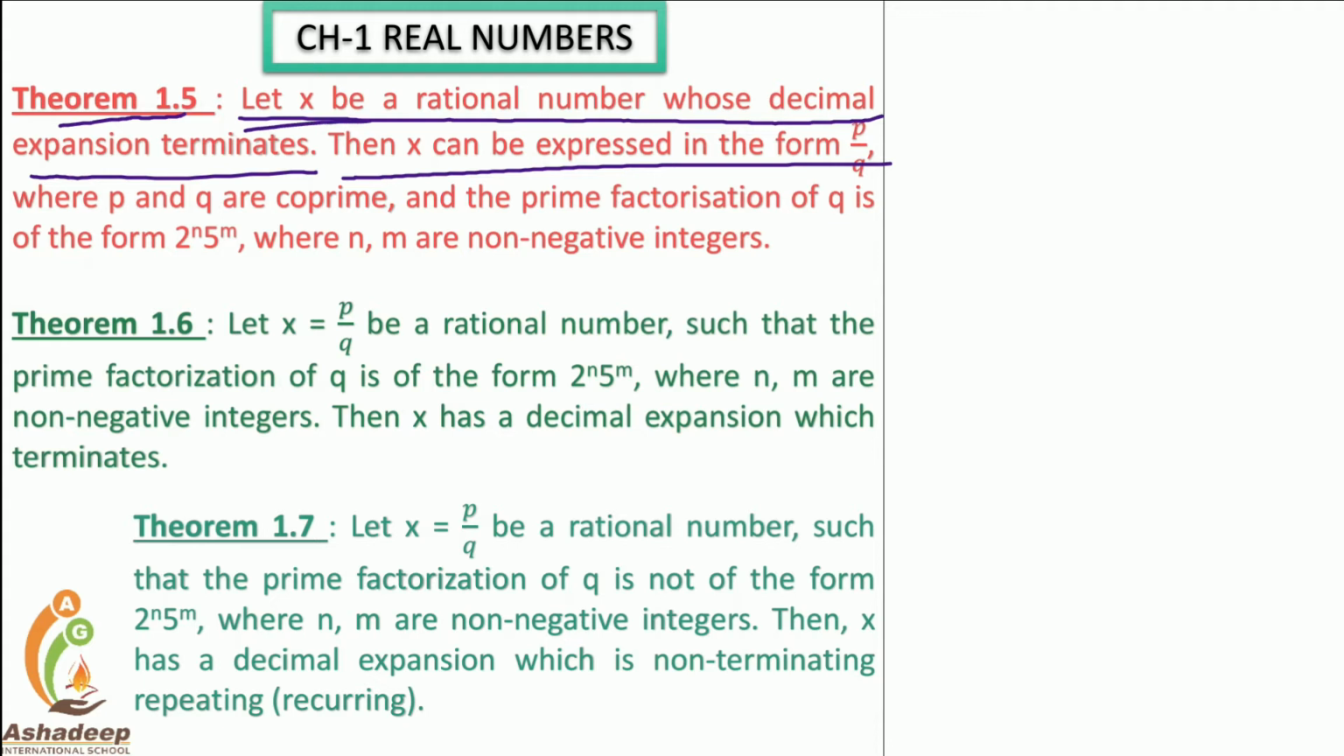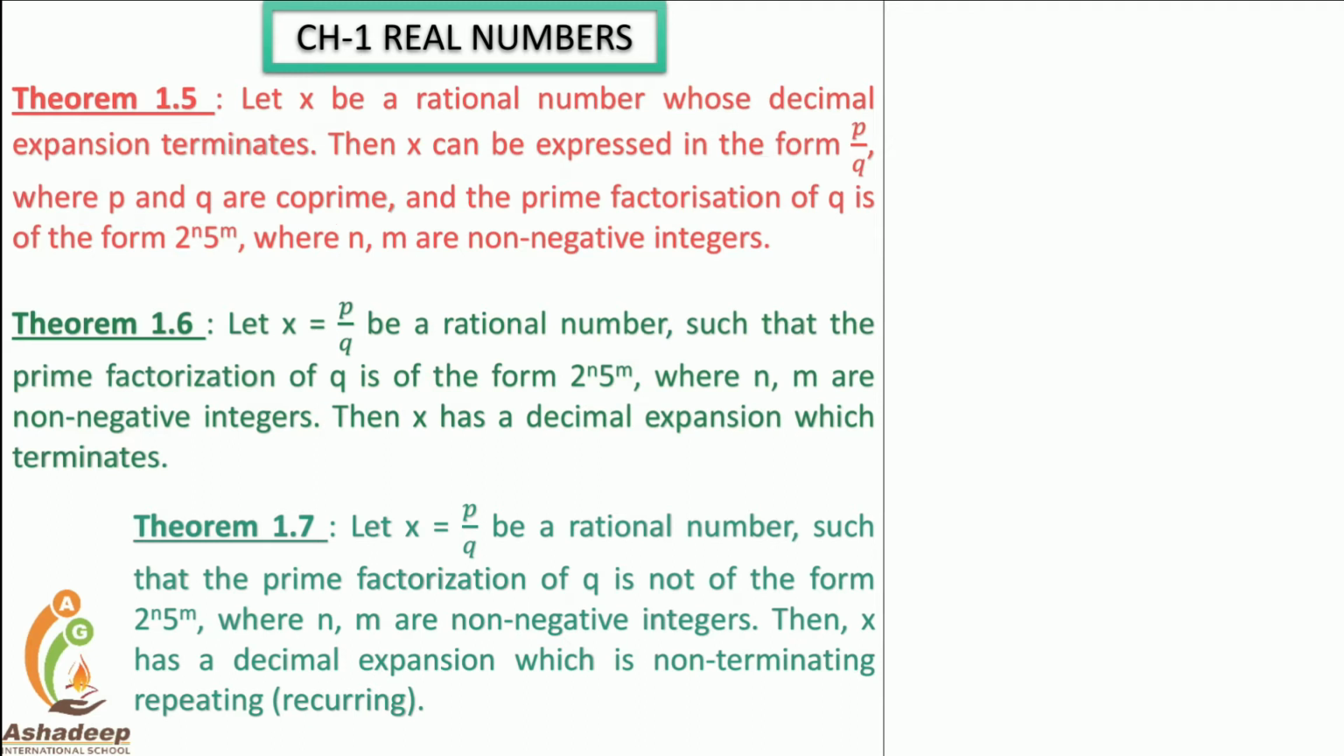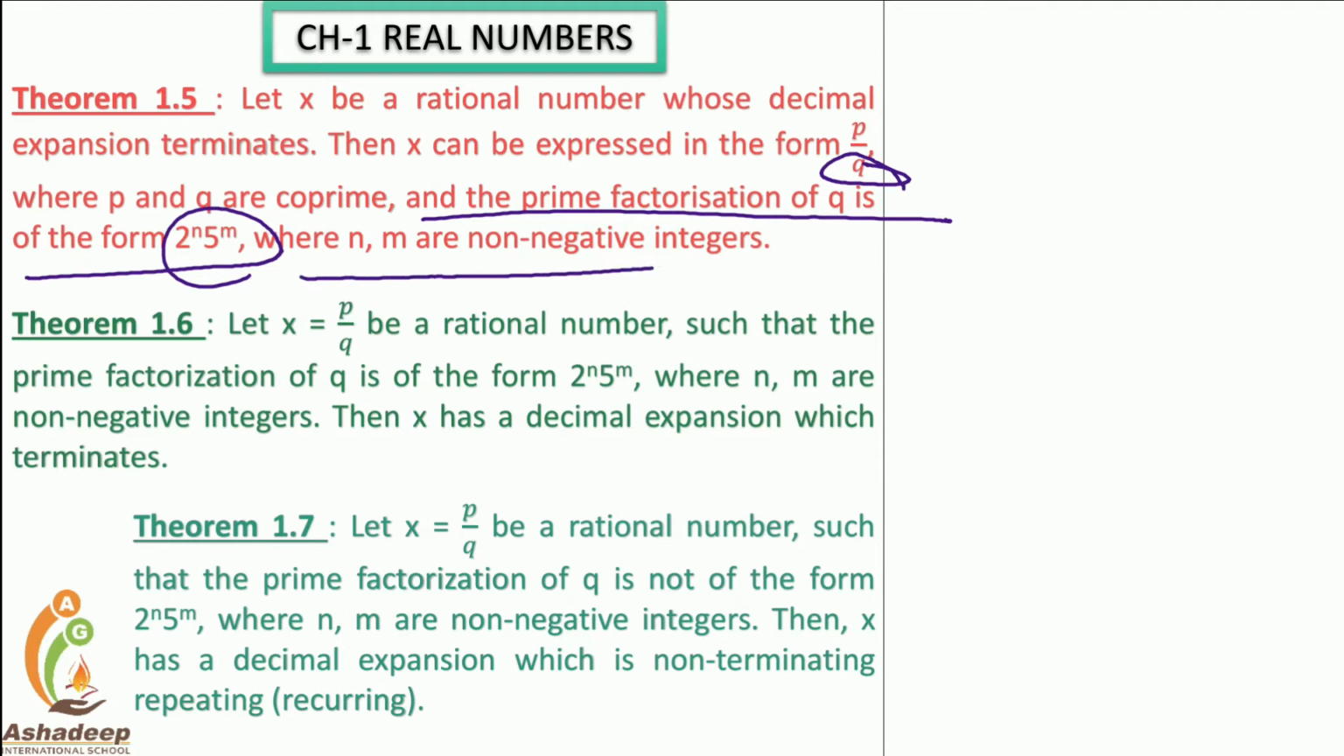If x is a rational number whose decimal expansion terminates, then x can be expressed in the form p by q, where p and q are co-prime numbers, and the prime factorization of q is of the form 2 power n 5 power m, where n and m are non-negative integers, that means positive integers.